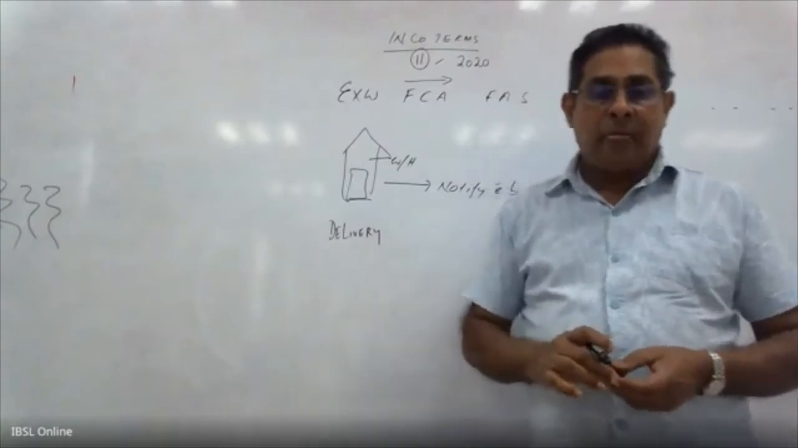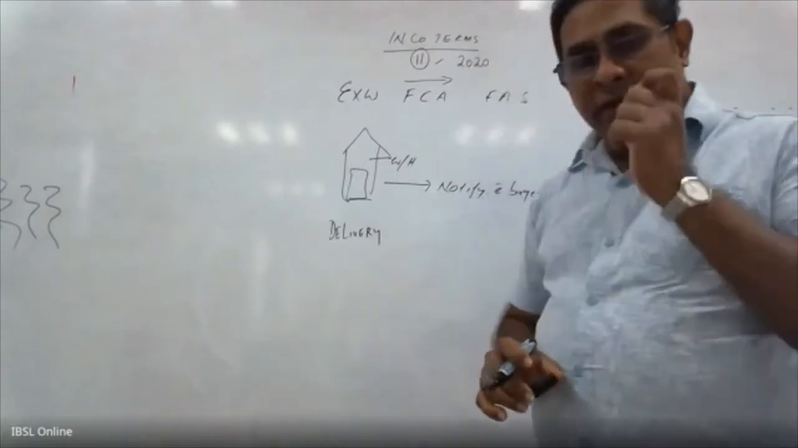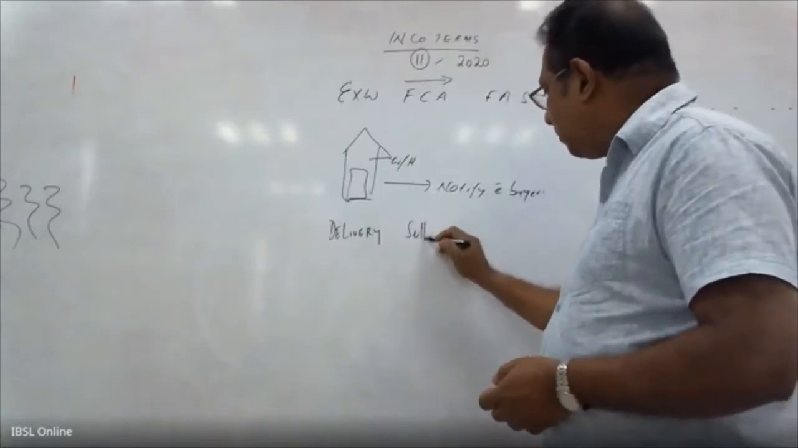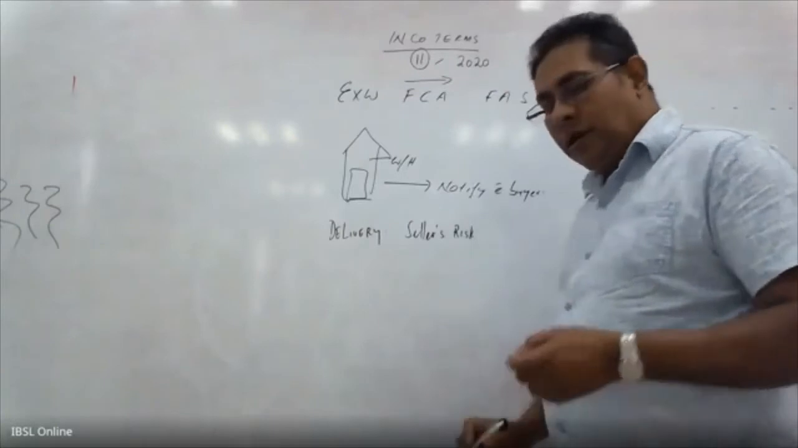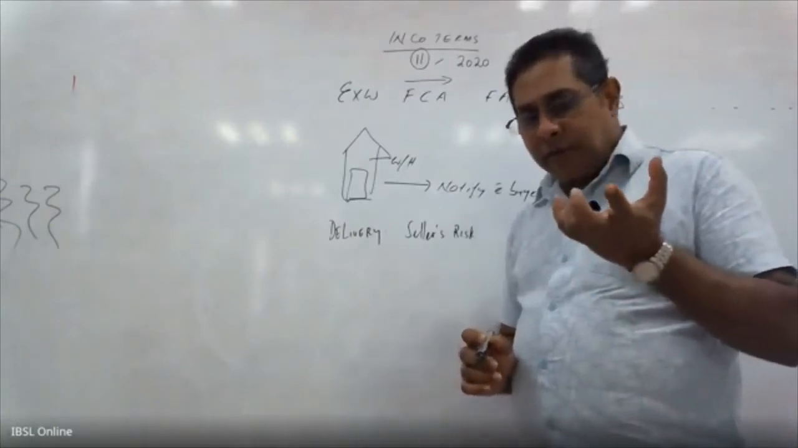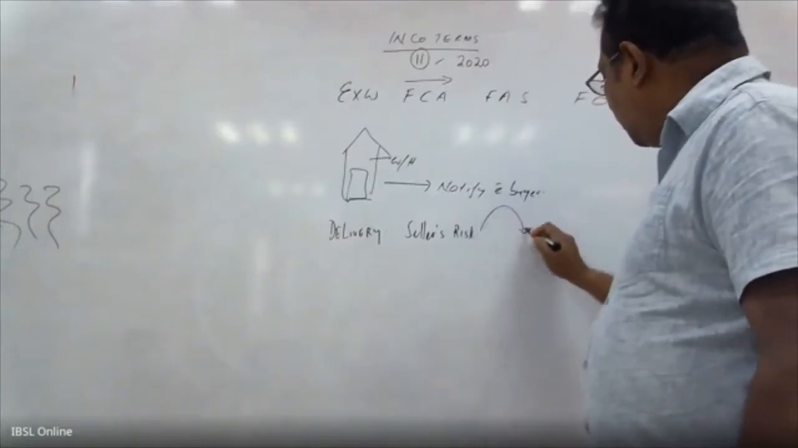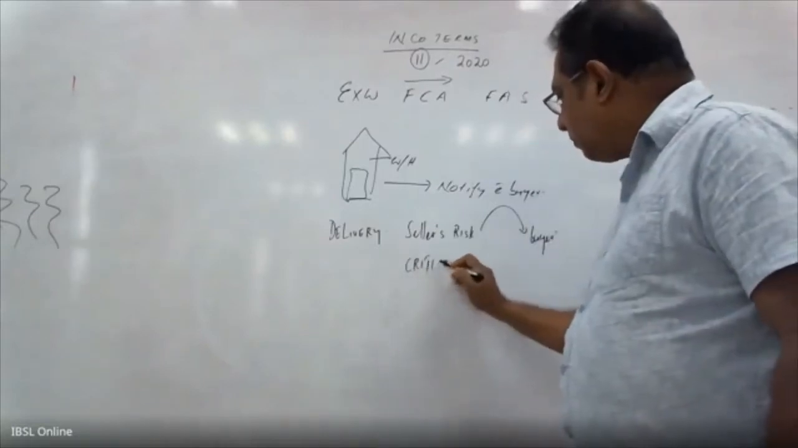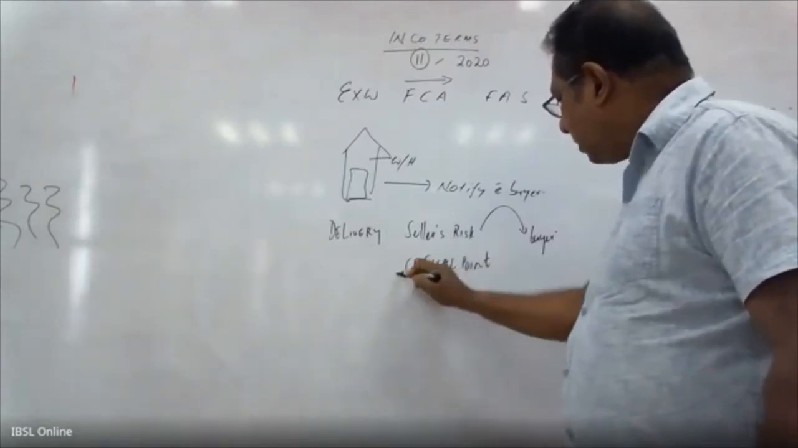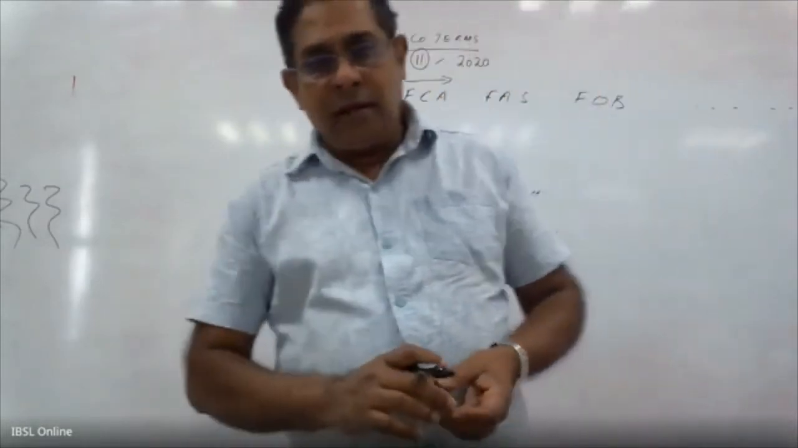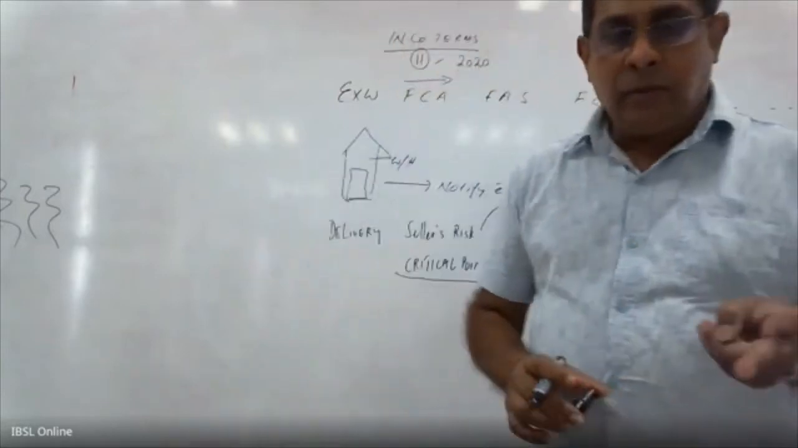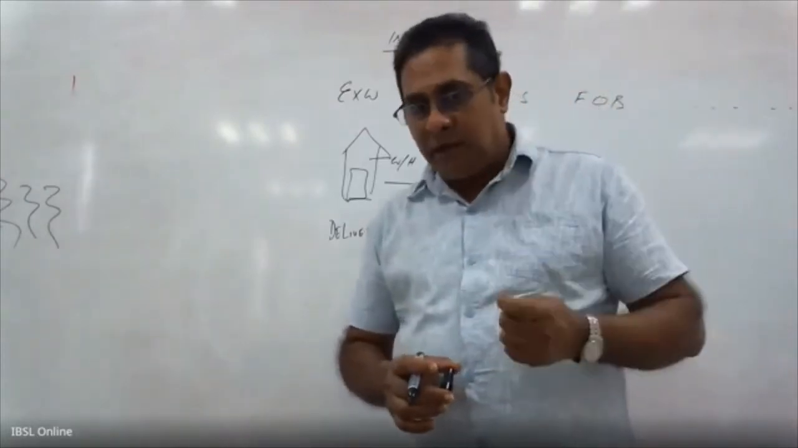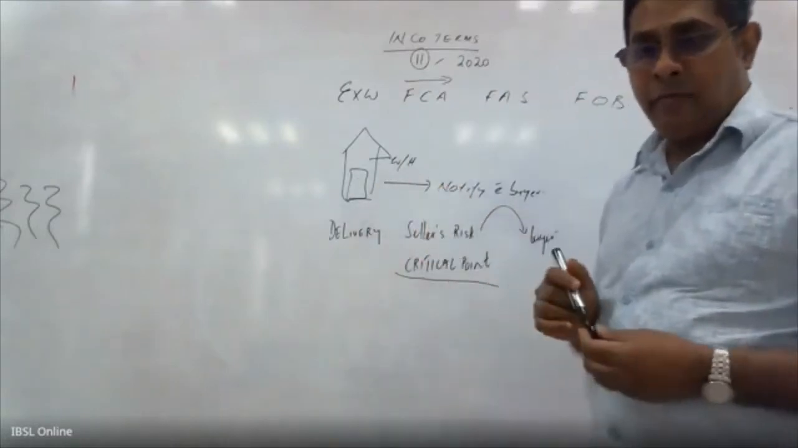Delivery, as per Incoterms, means the point at which the seller's risk passes on to the buyer. When I say the seller's risk, it means the risk of the goods. The seller's risk passes on to the buyer. This point is called the critical point. There are Incoterms that have two critical points, which we'll try to explain. Most of the Incoterms have only one critical point. You need to identify what the critical point is while studying, reading, and listening.